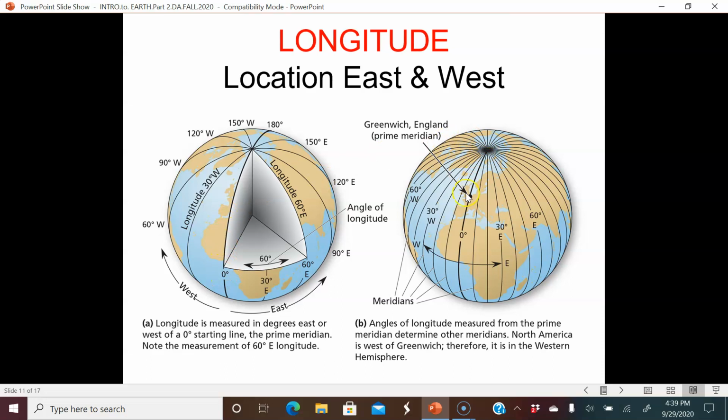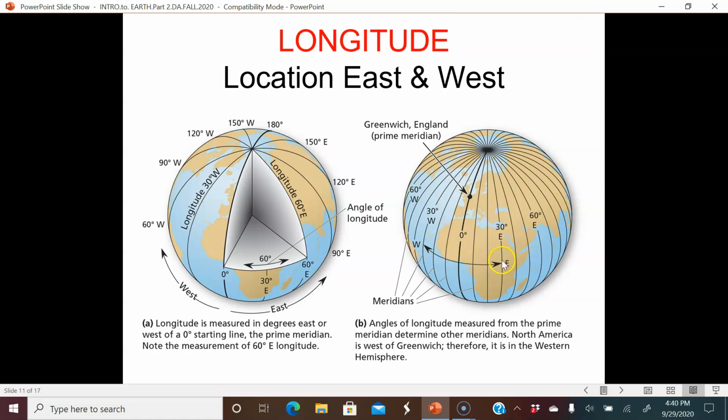Why is the prime meridian here? Why is that the prime meridian? It's a matter of culture. It has nothing to do with physical geography. It is a cultural designation. The prime meridian was chosen there because in 1884, when it was chosen, the United Kingdom was the world superpower. All right, now we measure degrees east and degrees west.